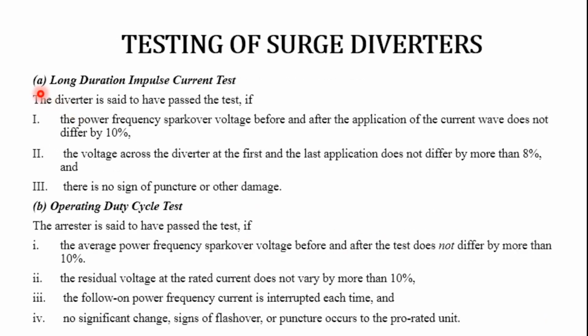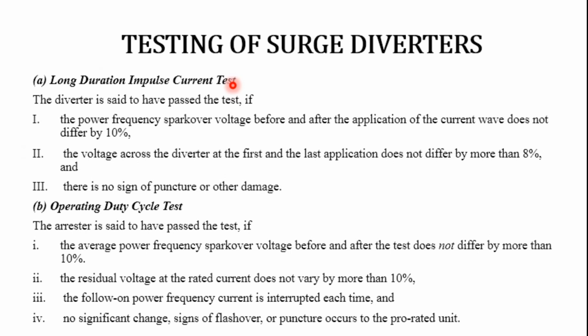Next is the long duration impulse current test. This test is also done on prorated units, the same 3 to 12 kV. The circuit used for generating a rectangular impulse wave consists of an artificial transmission line with lumped inductance and capacitance, where the duration is 2 times (n minus 1) multiplied by the root of LC.